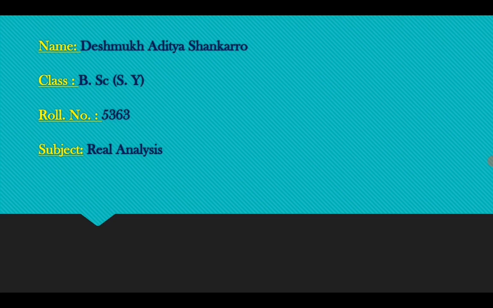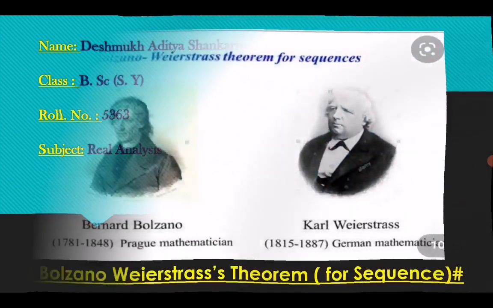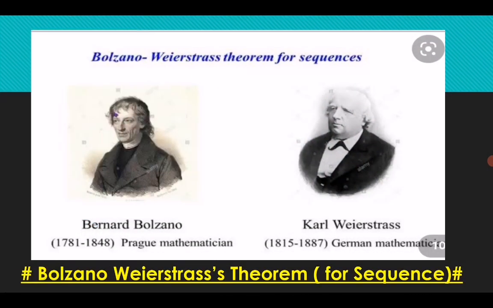Today we are going to discuss some theorems in real analysis. Today we are going to explain the Bolzano-Weierstrass Theorem for sequences. This theorem was explained by Bernard Bolzano in 1817, who was a Prague mathematician, and significantly proved by Carl Weierstrass in 1867.